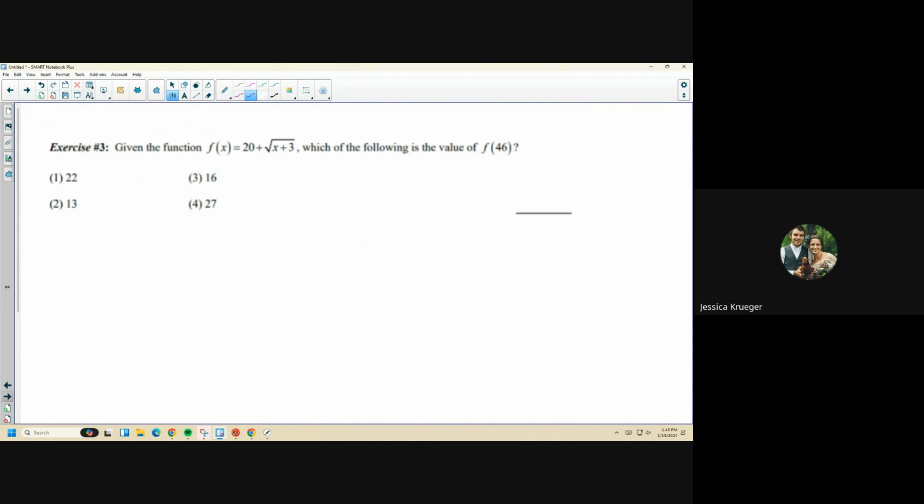This one's not in your packet. Exercise 3. Given the function f of x equals 20 plus the square root of x plus 3, which of the following is the value of f of 46? So let's do this by hand, and then we'll do this with the calculator. So if I want to find f of 46, I'm going to go to my original function, and I'm going to replace x with 46. So this becomes 20 plus the square root of 49.